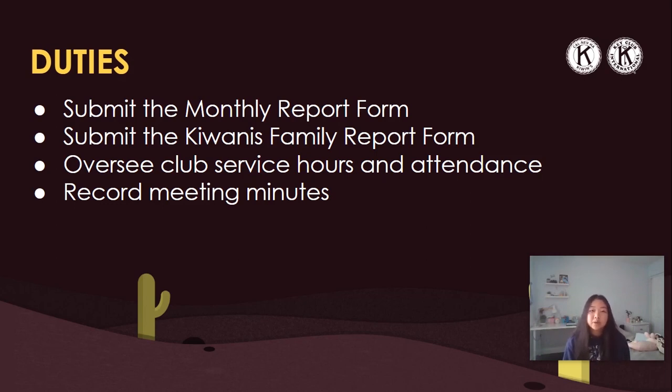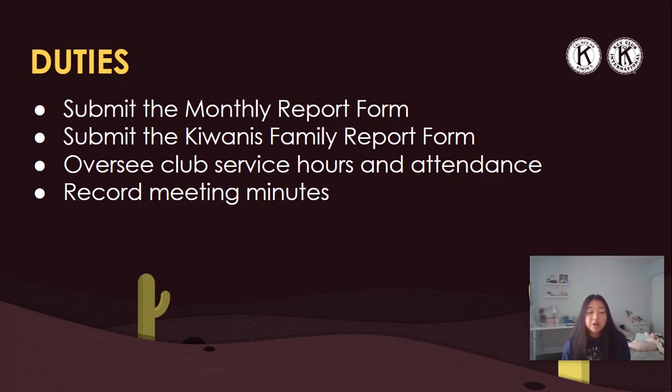The purpose of the monthly report form is to inform your club as well as the district of your club's monthly progress. The club secretary also has to submit the Kiwanis family report form, aka the KRF. This KRF is created by our Kiwanis family and foundations chair. This is actually a Google form, which is a lot simpler than the MRF, and it includes several questions that aim to enhance your club's relationship with our Kiwanis family branches.